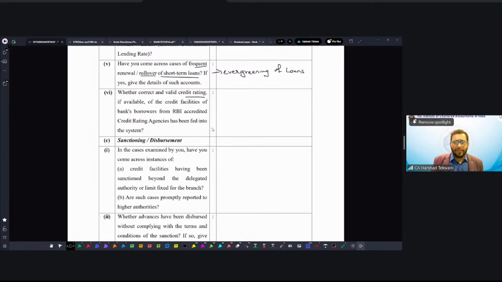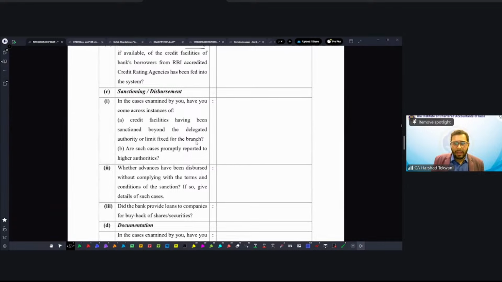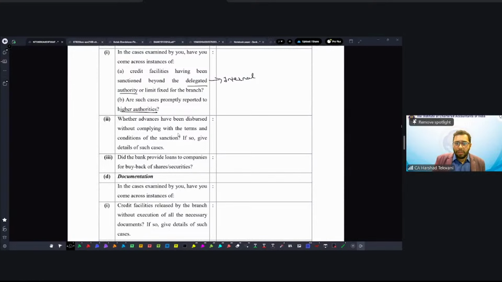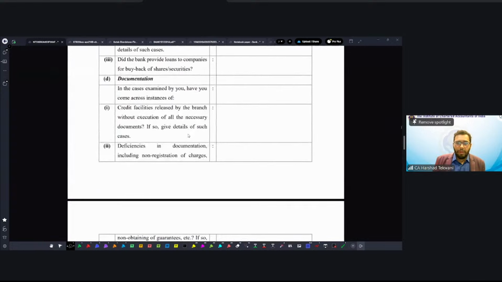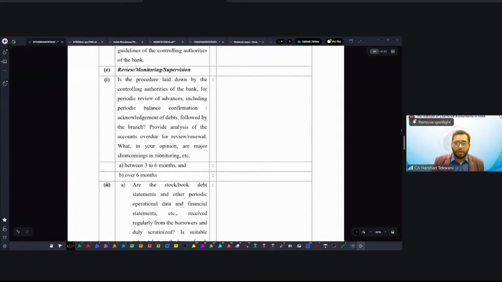Then appropriate credit rating with respect to the sanctioning, whether appropriate higher authorities are involved, that is, delegation of authority. This is something we saw in the internal control also. Delegation of authority for the sanctioning. Whether the terms and conditions of the sanctions have been complied with. Documentation part, whether documentation has been maintained appropriately or not.